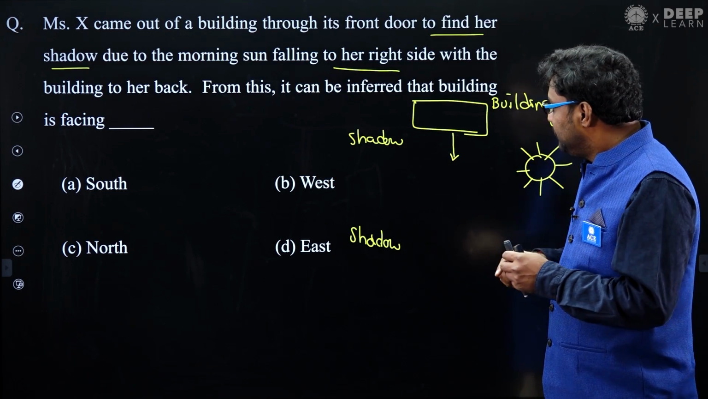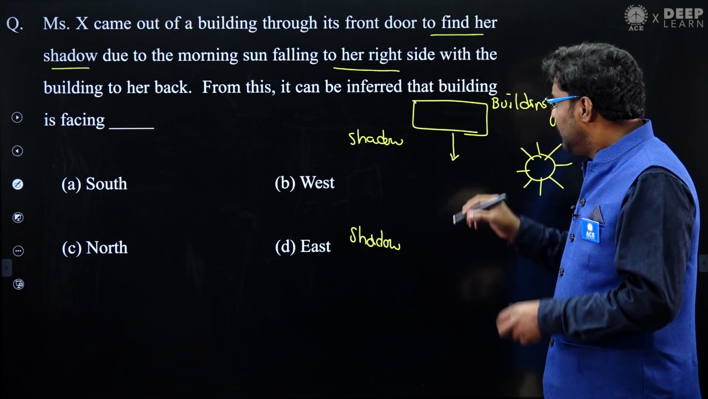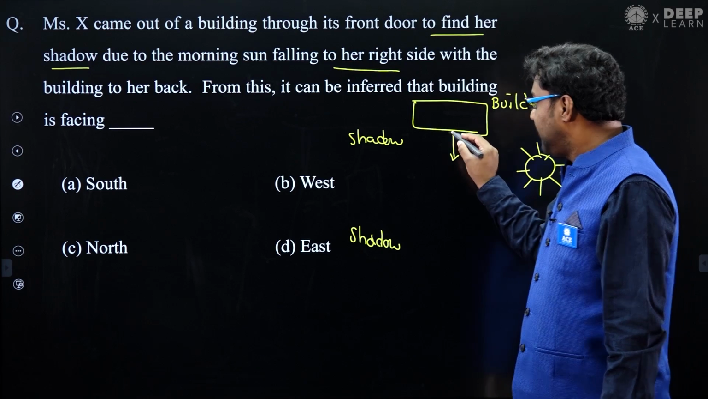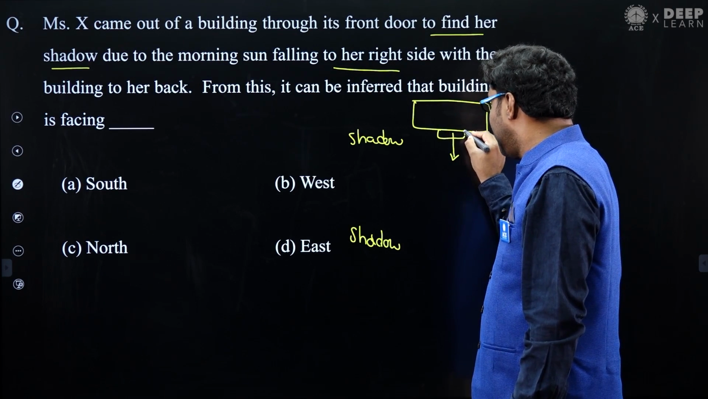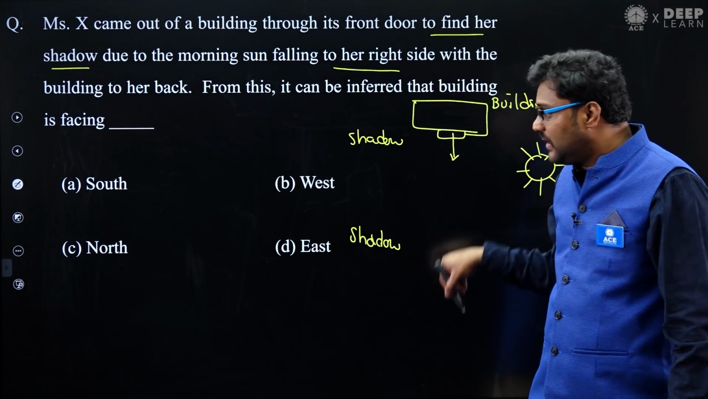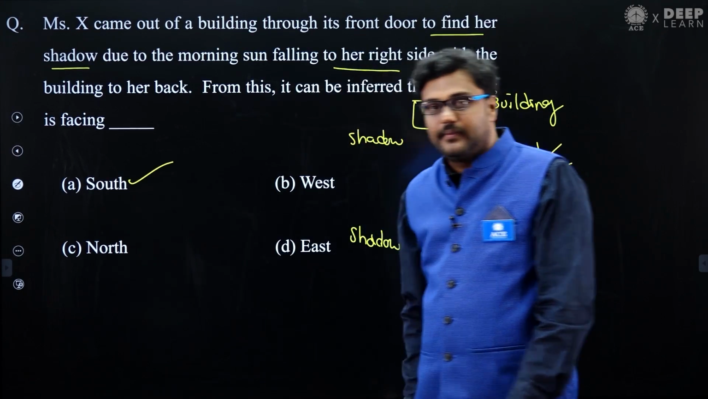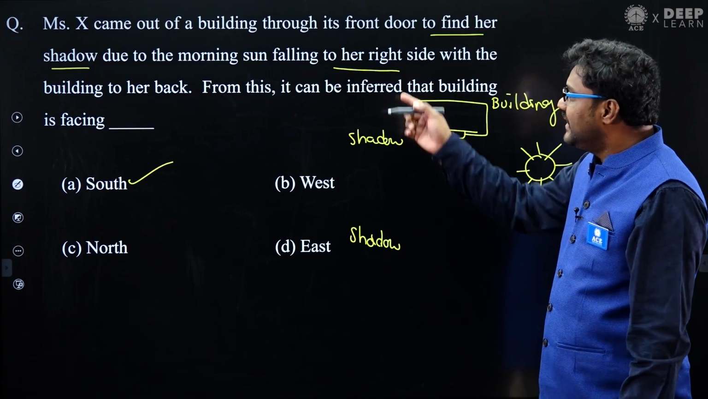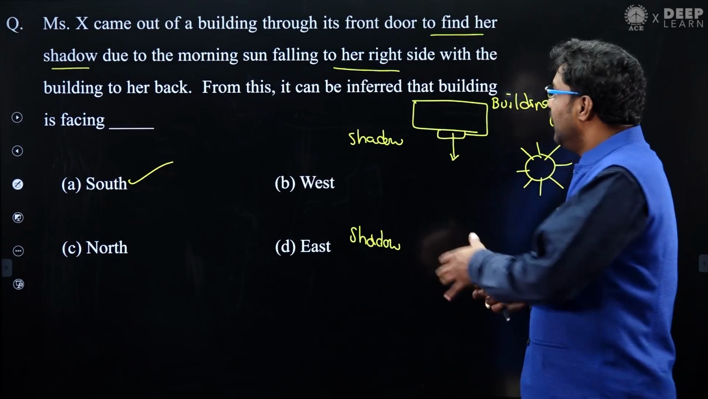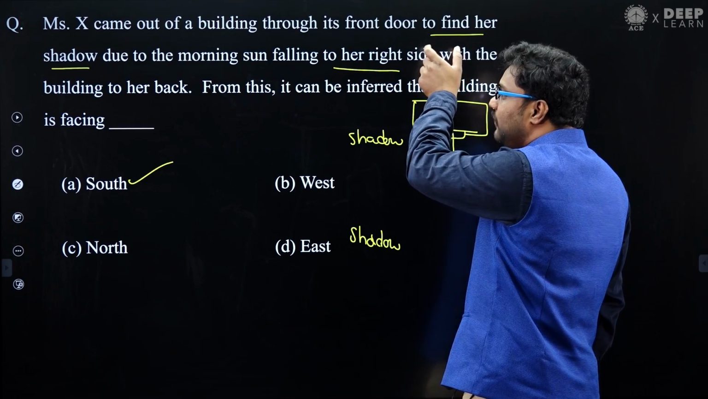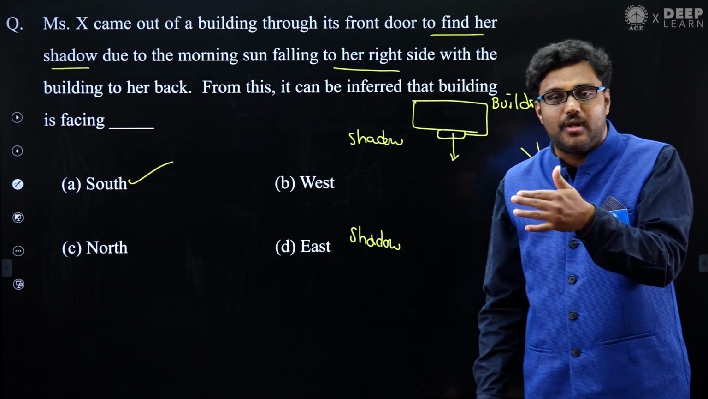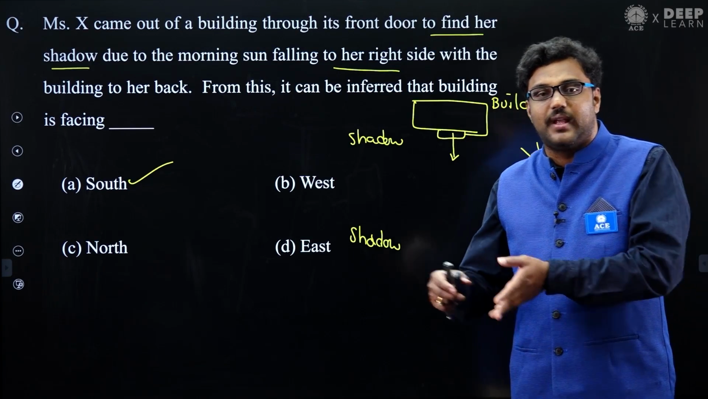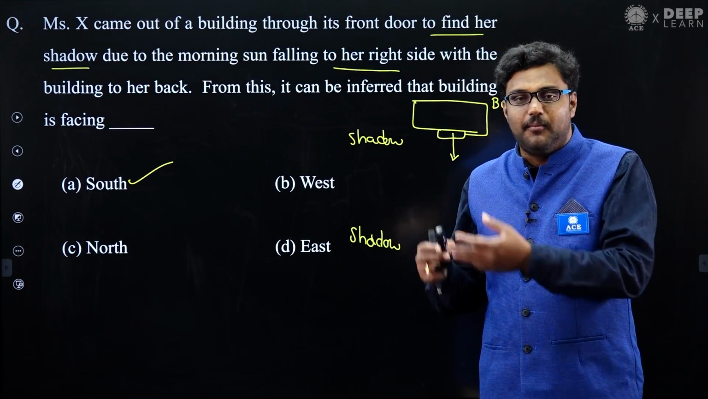Now here, the building is facing towards which direction? This is the front door, right? She entered from the front door. The building is facing towards south actually. The confusion in general is that this sentence is not very clear. If you read it properly, the question says Miss X came out of a building, front door, and she can find her shadow to her right. And that is a morning situation.